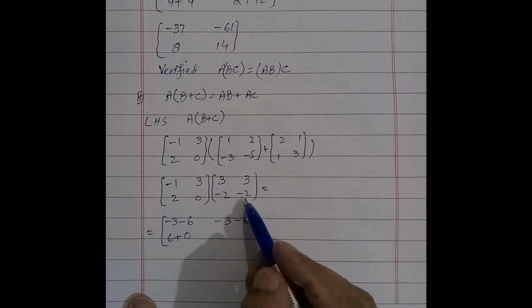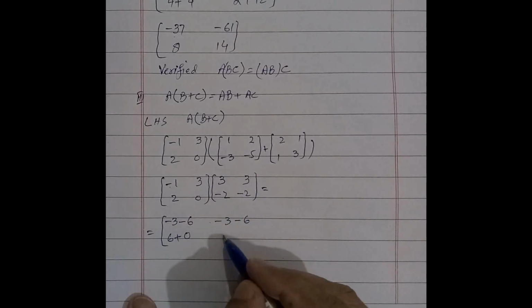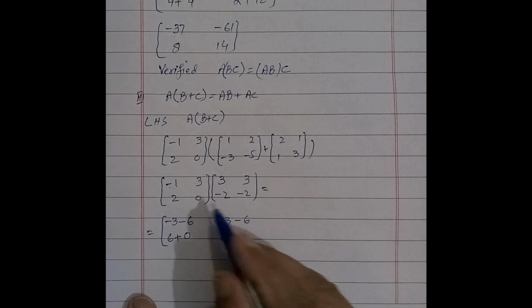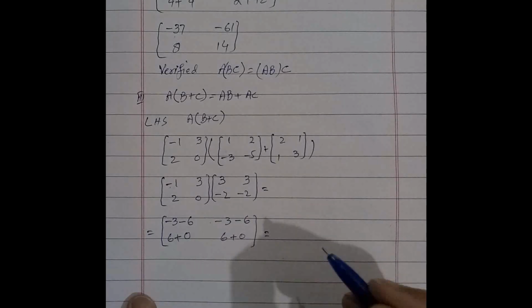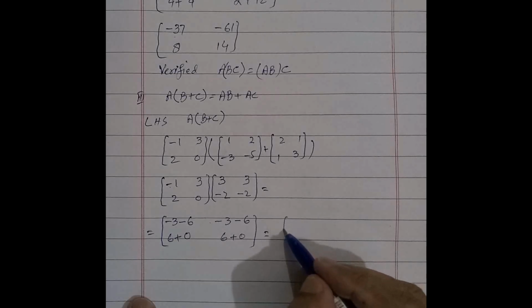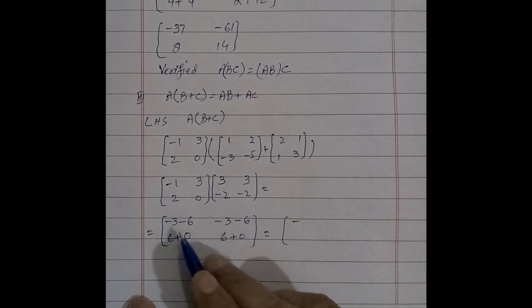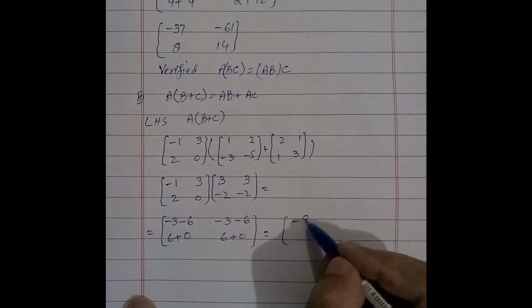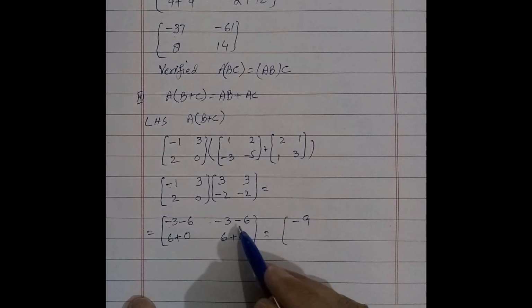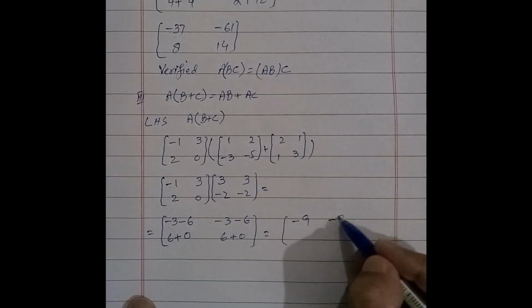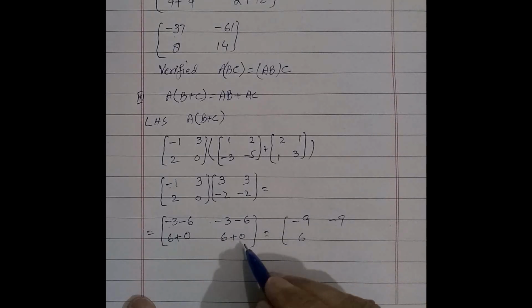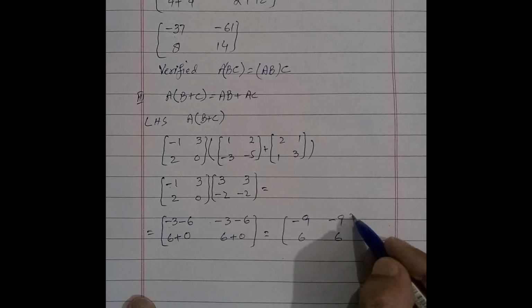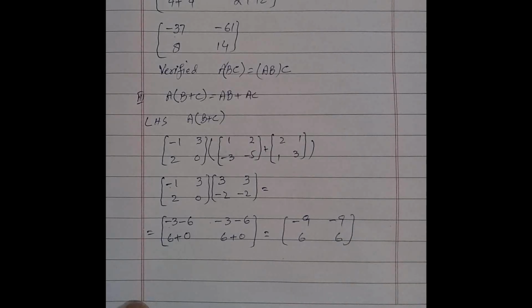Second row with the second column is 2 multiplied by 3 is 6, plus 0 multiplied by -2 is equal to 0. Now we simplify them, which is -3 minus 6 is equal to -9, and 6 plus 0 is equal to 6. This is the left hand side of the question.